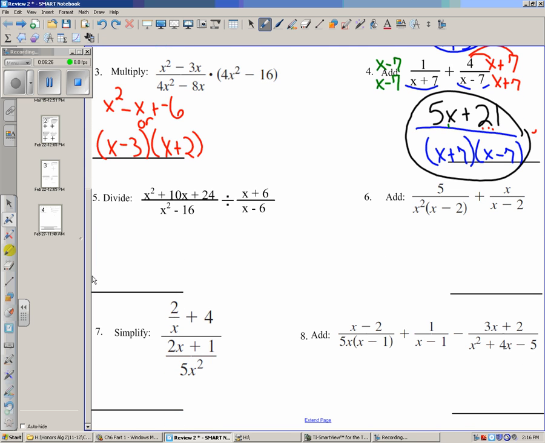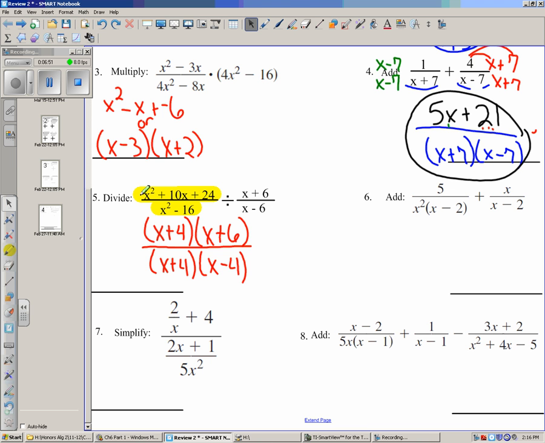I'm dividing. And again, when I divide, I want to remember that I'm multiplying by the reciprocal. My first fraction is not going to change. I won't do the reciprocal here. I'm just going to go ahead and factor. So the numerator can factor into x plus 4 and x plus 6. And the denominator can factor into x plus 4 and then x minus 4.